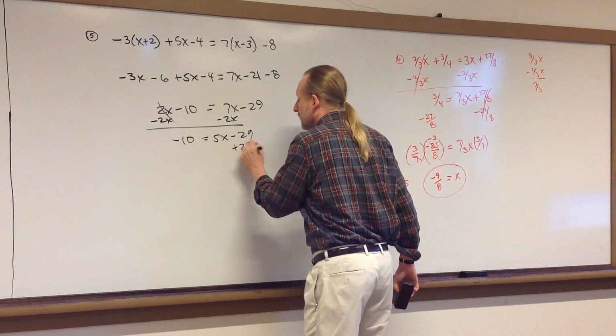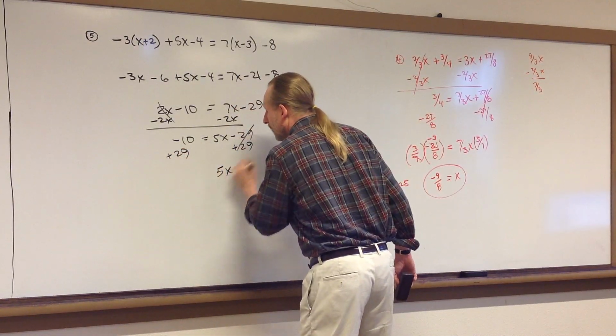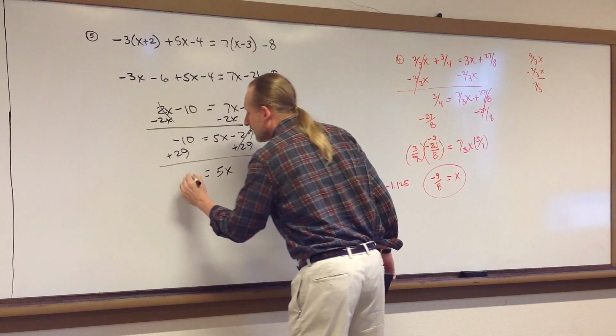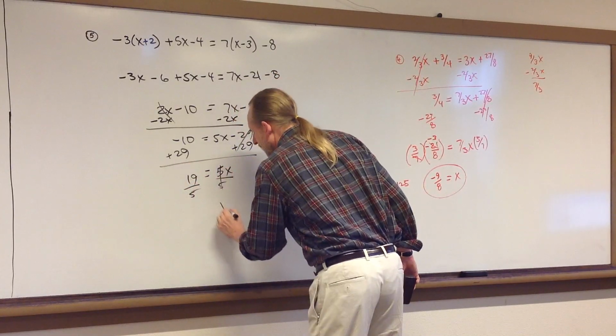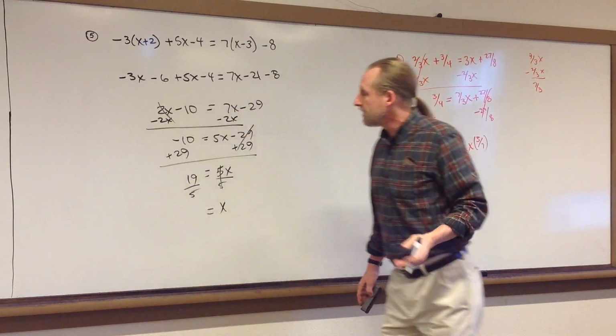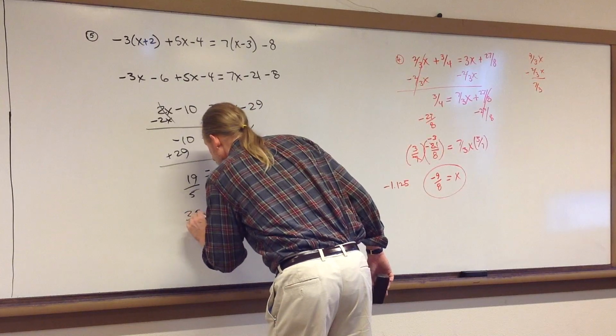And then add the 29 to both sides. So 5x is equal to 19. Divide through by the 5. You can call it 19 over 5 if you want to. Otherwise, looks like it's going to be 3.8.